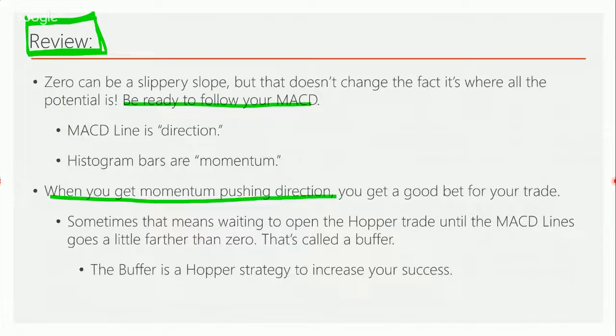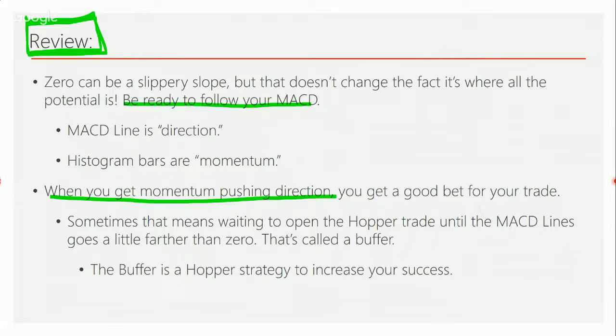Zero can be a slippery slope, but that doesn't change the fact that it's where all the potential is. So be ready to follow your MACD. Don't fall asleep while it's laying there on the zero level, going sideways for a length of time. Really, that's when you should be paying the most attention and getting some trades ready to go, whether it's pending orders or using the button to automate the move as soon as it happens. Because, I mean, it could be soon, it could be a long time, right?